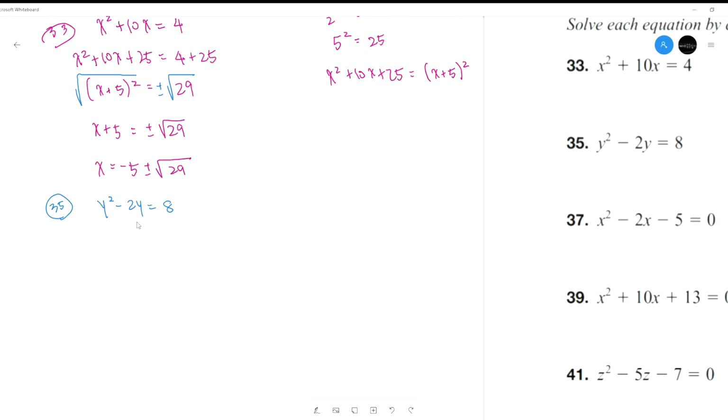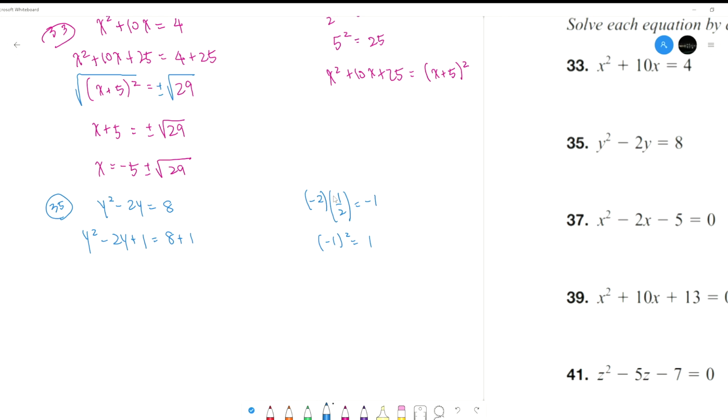Now the constant is already on the right-hand side. So I'm going to take my b, which is negative 2, and multiply it by half. And we get negative 1. This negative 1 needs to be squared, and we get positive 1. Did everyone get positive 1? That's what we add to both sides. Add 1 to the left-hand side, add 1 to the right-hand side.